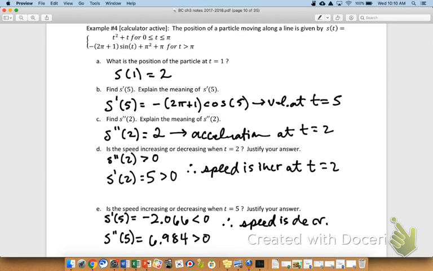Okay, so back to Santi's question. You said, is S double prime of 2 really 2? So let's see here. We'd have to use this piece here. So S prime of t would be 2t plus 1. So then S double prime of t would be just 2. So I think regardless of input, S double prime is 2. No, I didn't mess it up.